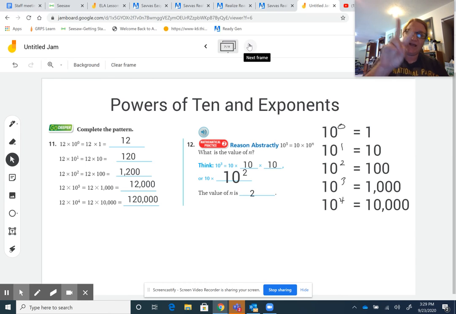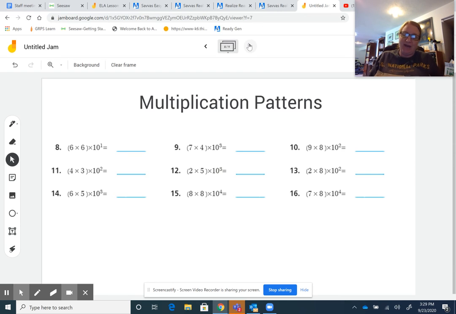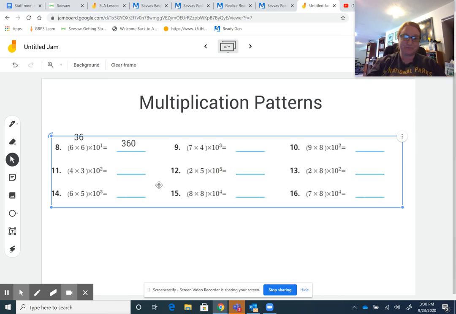All right, 2 slides left. One more idea that we need to go over. Multiplication patterns. So now we're going to start putting a lot of this together. So let's do parentheses first, just like we were talking about yesterday and Tuesday. So 6 times 6 is 36. That does not say 36, Witkowski. 36, and now we're doing 10 to the first power, so that means 1 times 10. 10 to the first power is 10, so 36 times 10 would give you 36 and a 0, which is 360.